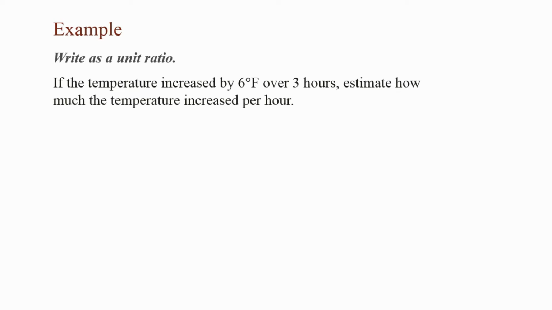If the temperature increases by 6 degrees Fahrenheit over 3 hours, estimate how much the temperature increased per hour. So we write 6 over 3, so our unit ratio is 2 degrees Fahrenheit per hour.